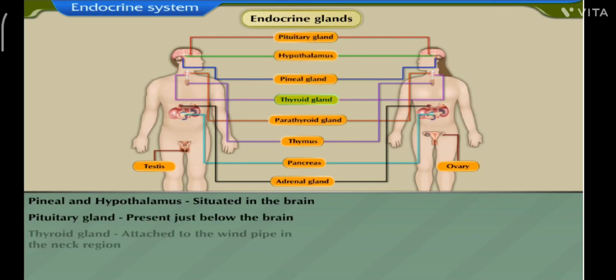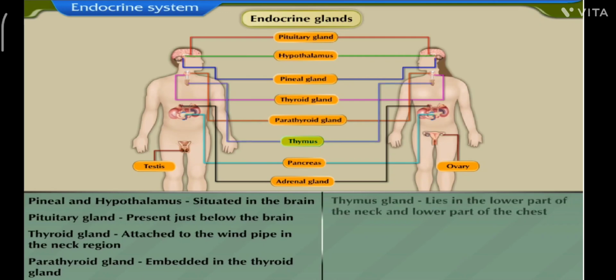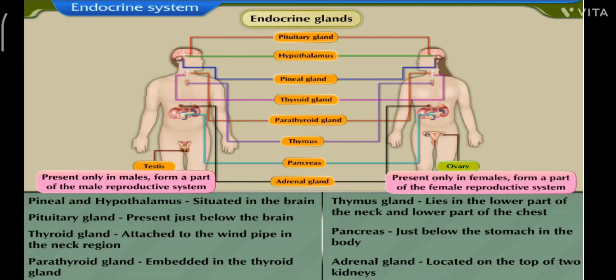Thyroid gland is attached to the windpipe in the neck region. Parathyroid glands are embedded into the thyroid gland. Thymus gland lies in the lower part of the neck and upper part of the chest. Pancreas is just below the stomach in the body. Adrenal glands are located on top of the 2 kidneys. Testes, present only in males, form a part of the male reproductive system. Ovaries, present only in females, form a part of the female reproductive system.